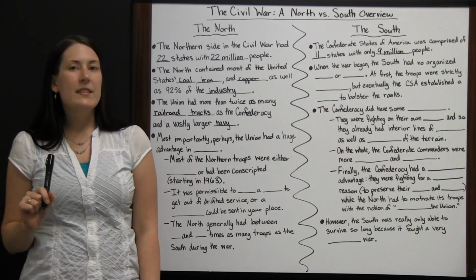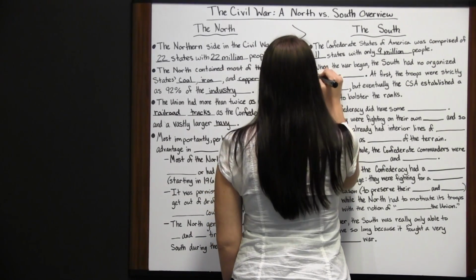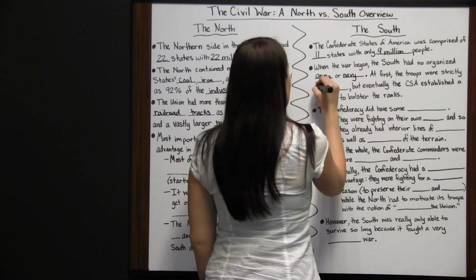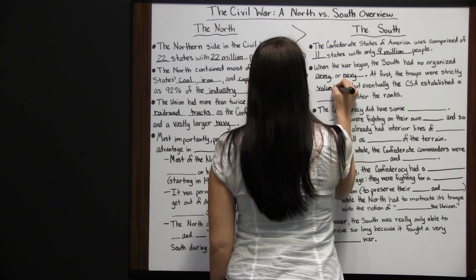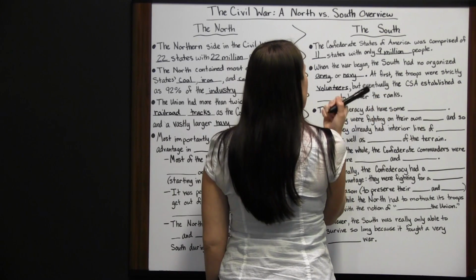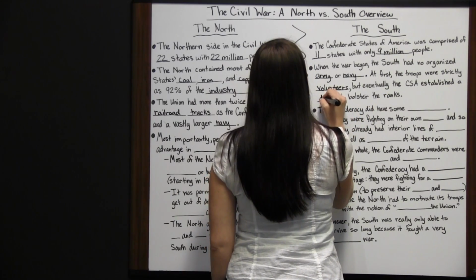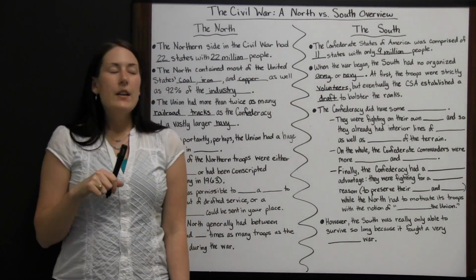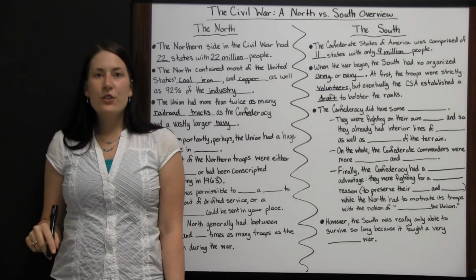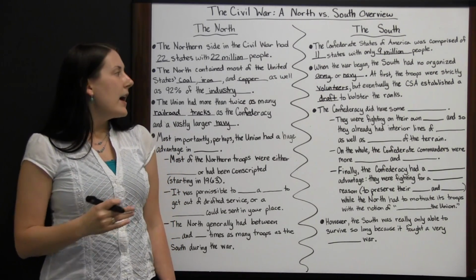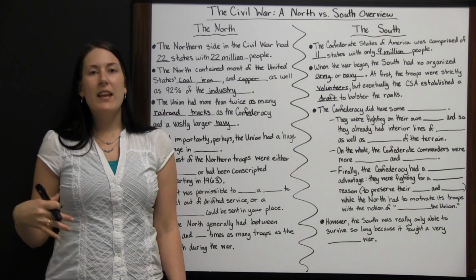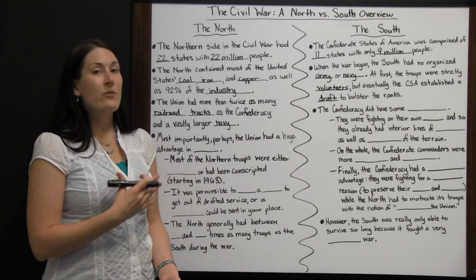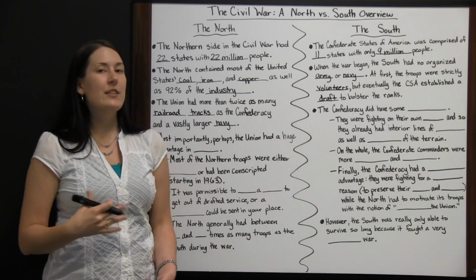Now, when the war began, the South had no organized army or navy. At first, the troops were strictly volunteers, but eventually the Confederate States of America established a draft to bolster the ranks. So to say that the North had a vastly larger navy than the South was a bit of an overstatement, because the South didn't really have an organized navy. It had some ships, but it wasn't an organized navy, and there wasn't an organized army. So the South had to overcome that.